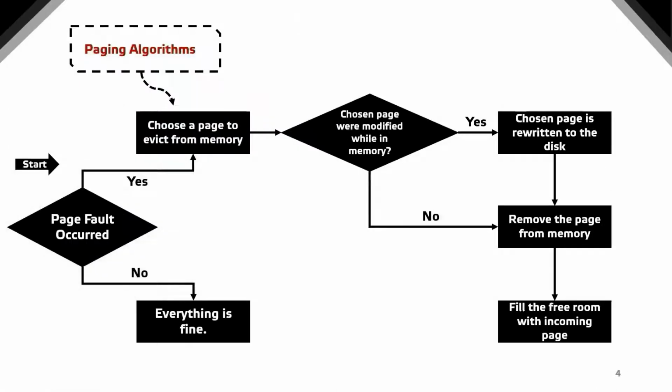When a page fault occurs, the operating system has to choose a page to evict, to make room for the incoming page. If the page to be removed has been modified while in memory, it must be rewritten to the disk to bring the disk copy up to date. If, however, the page has not been changed, the disk copy is already up to date, so no rewrite is needed. The page to be read in just overwrites the page being evicted.